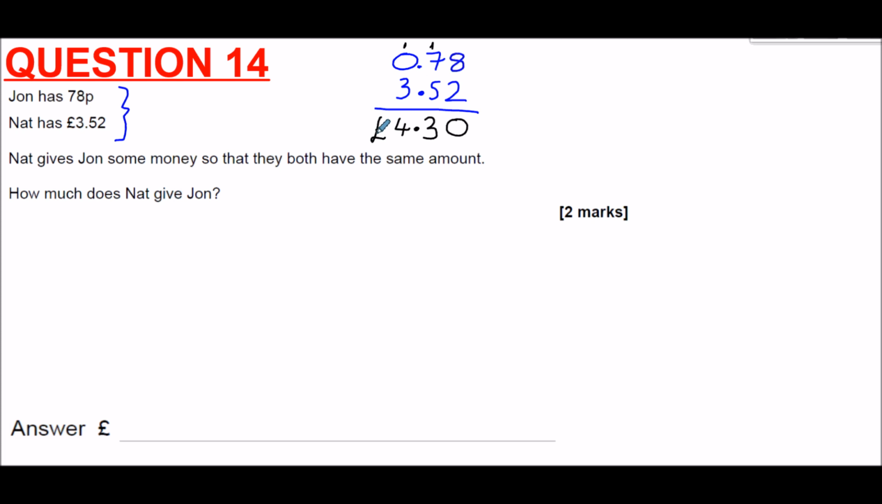And so the total amount of money they have between them is £4.30. So the total money equals £4.30. Then if they both have the same amount of money, we can think of this total being divided equally between them. So the money they'd each have would be 2 into £4.30.